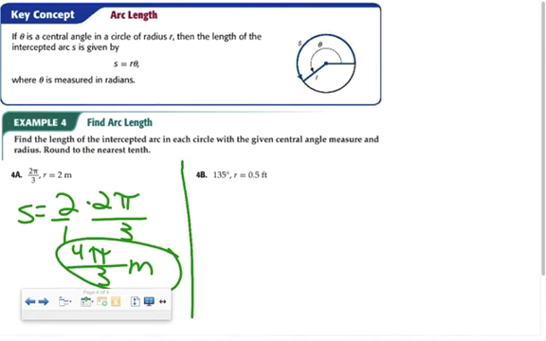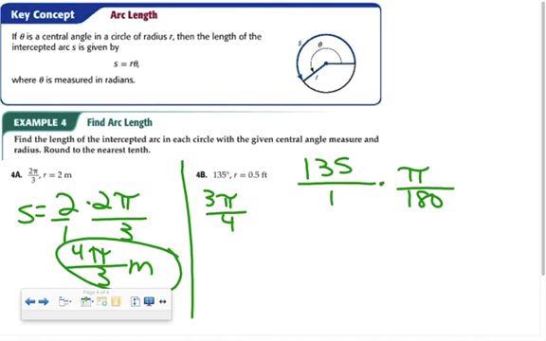In part B, before you can use that nice neat formula, you've got to convert the 135 into radians. So remember how we do that. 135 over 1 if it helps, times pi over 180. Once again, don't just divide that 135 by 180. Take the 135 over 180 and reduce it. And it reduces to 3/4. Okay, so now my angle measure is 3 pi over 4. I know my radius. I'm ready to just plug into the formula.